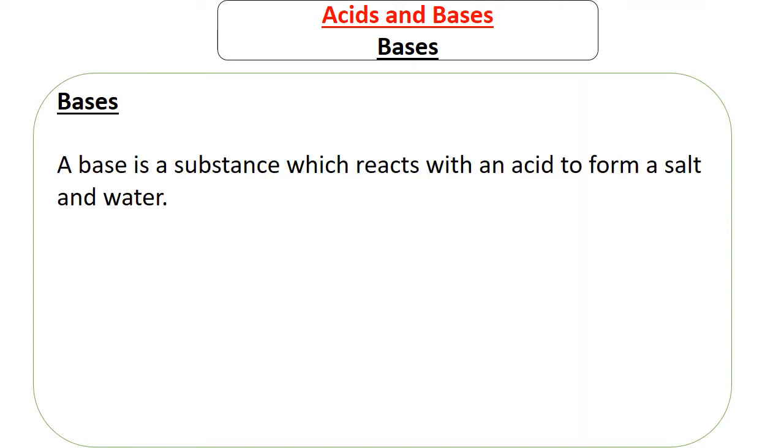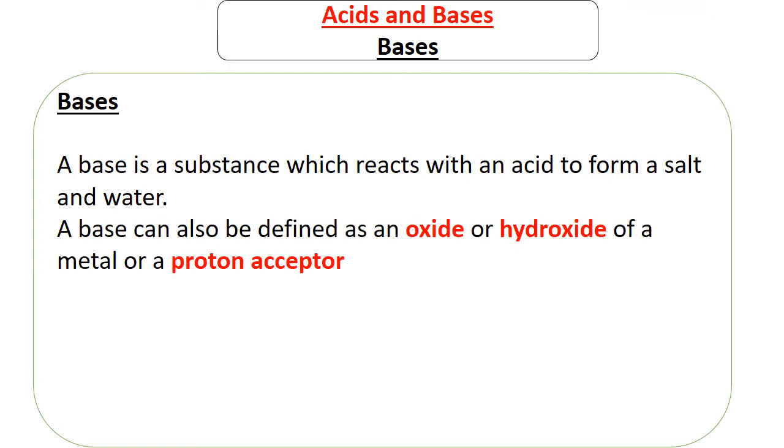So what is a base? A base is a substance which reacts with an acid to form a salt and water. Remember, the neutralization reaction is the reaction of an acid and a base to form a salt and water. There's another way in which a base can be defined. Remember, we defined an acid as a proton donor. So a base can be defined as an oxide or hydroxide of a metal, or just a proton acceptor.